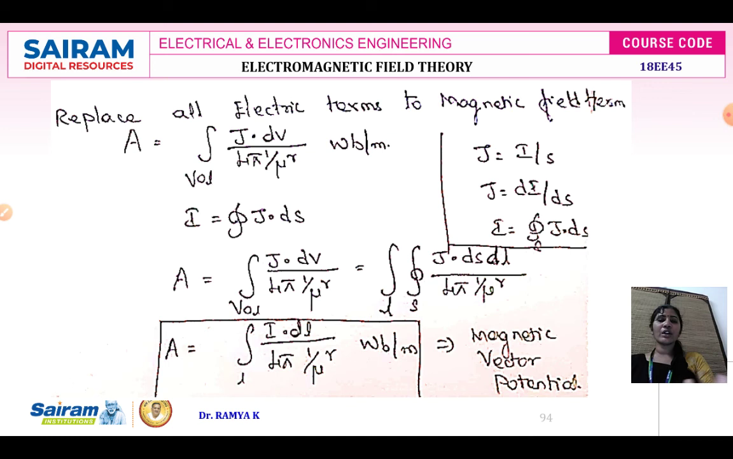So with this, we are completing module 3. All types of problems we have solved: derivations, applications with respect to Biot-Savart's law, Ampere's circuital law, curl theorem, Stokes theorem, and applications with respect to Poisson's equation and Laplace equation. You can refer to the previous lecture videos for any doubts and clarifications. Thank you, students.